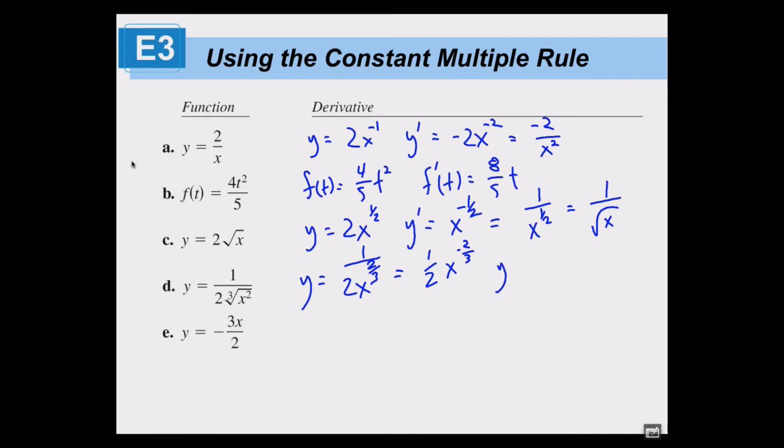So therefore y prime is negative 1/3 x to the negative 5/3, which is negative 1 over 3x to the 5/3. You can see how it gets a little bit more complicated.